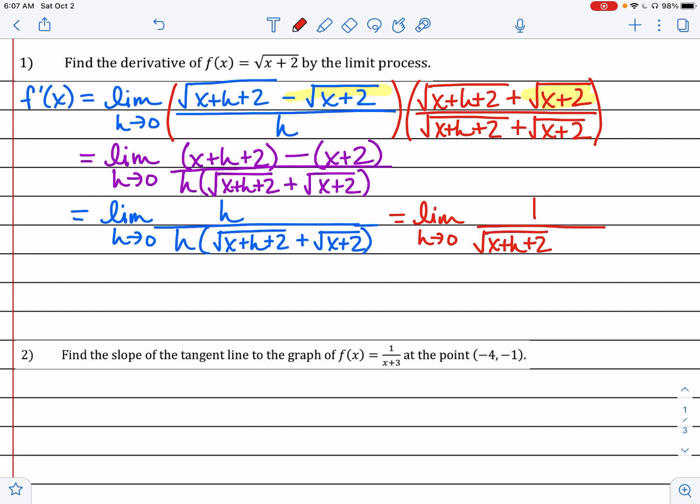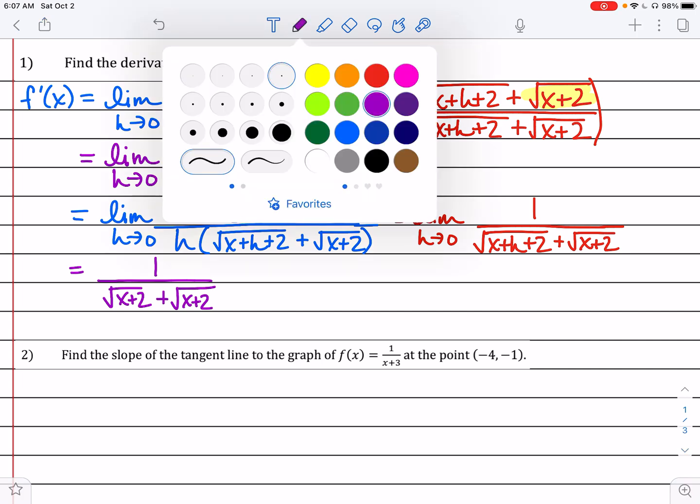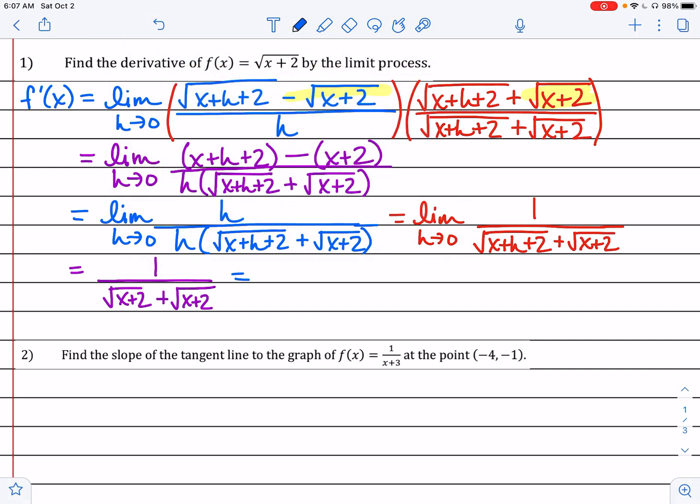And if you notice, I still have the limit as h approaches 0 on every single line. I've not found my limit. If you lose that limit, there goes all your points in this problem. They're all gone. So now we're here, and now we can evaluate for the limit. So we get 1 over the square root of x plus 2 plus the square root of x plus 2, which simplifies down to 1 over 2 times the square root of x plus 2, or 2 radical x plus 2.